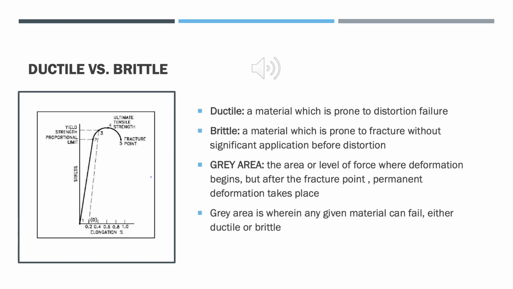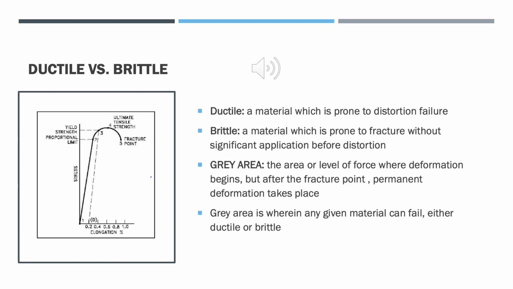Materials can either be ductile, meaning they can bend due to their inner characteristics, whereas materials can also be brittle, which are prone to fracture without significant deformation before distortion. But keeping that in mind, there is a gray area where a material can either be ductile or brittle, yet it can fail due to many factors. This level of force is where deformation actually begins, but when the force reaches the fracture point of the material, permanent deformation takes place.